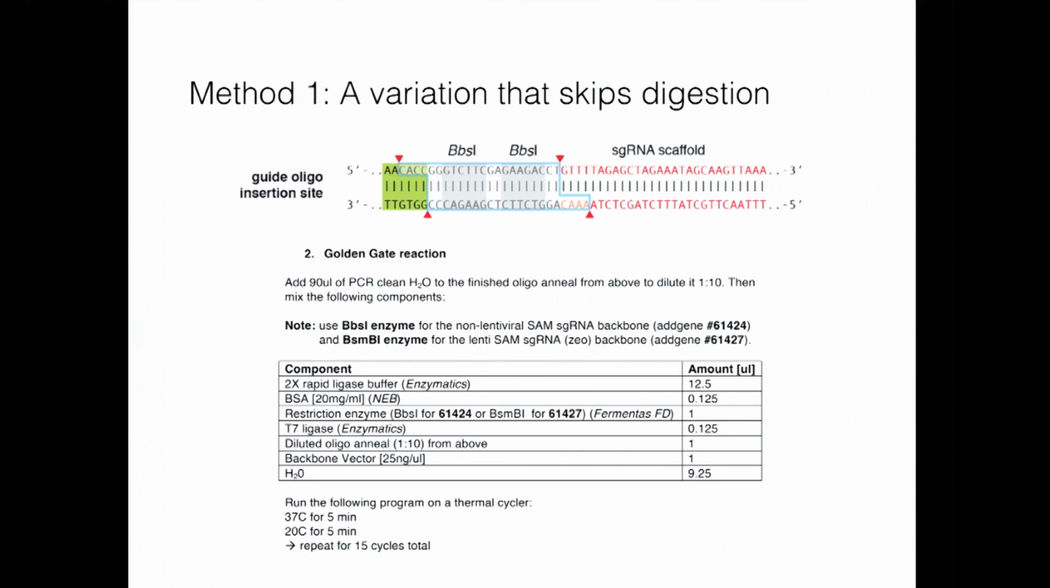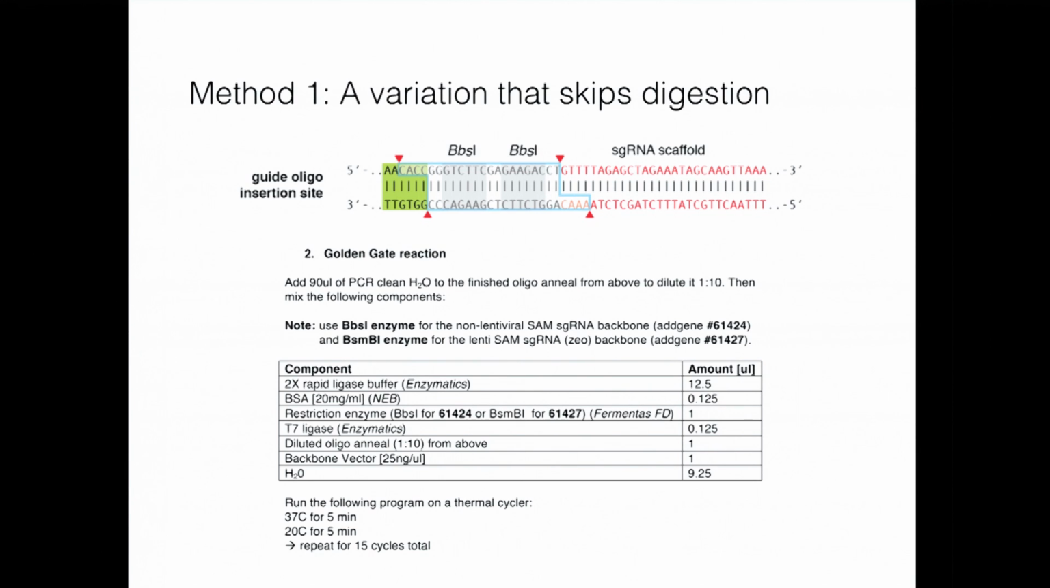So here's a variation of the same protocol that's a little bit less labor intensive, because we can use the observation that these are type 2S restriction enzymes. Once BbsI digests, the recognition site is actually no longer present in the vector. So once the ligation of the guide happens, that's sort of a terminal state of the reaction. Because of that, we can add the restriction enzyme and the ligase in the same pot without doing an explicit digestion. This is called the Golden Gate assembly. And we have a protocol for that also on the website.